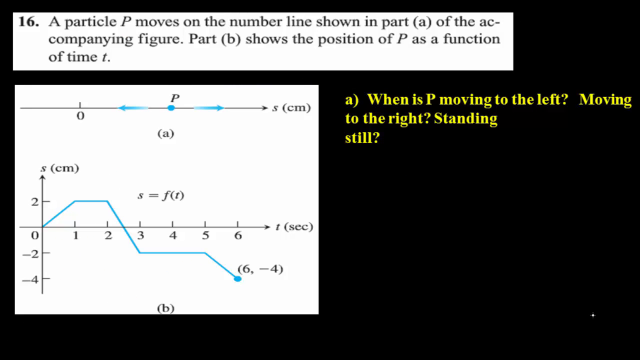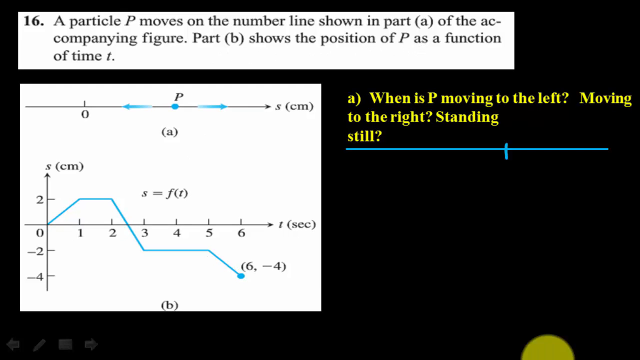Okay, a particle P moves on the number line shown in part A of the accompanying figure. It's right here. And then part B shows the position of P as a function of time. When is P moving to the left, moving to the right, or standing still? Now remember that when you have a positive distance, it just gives you the direction.